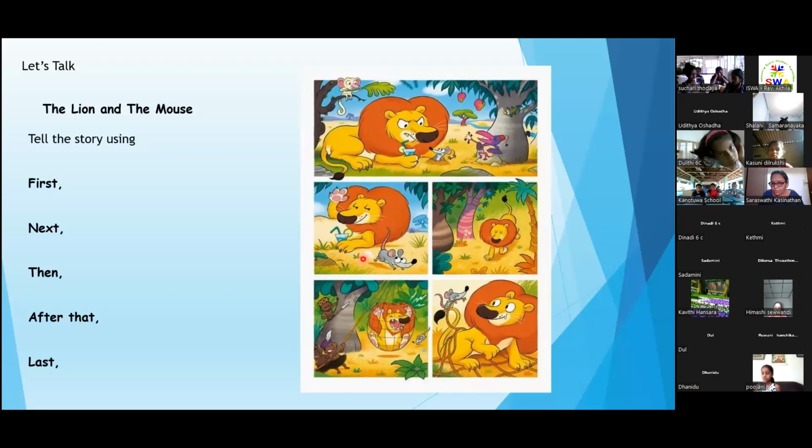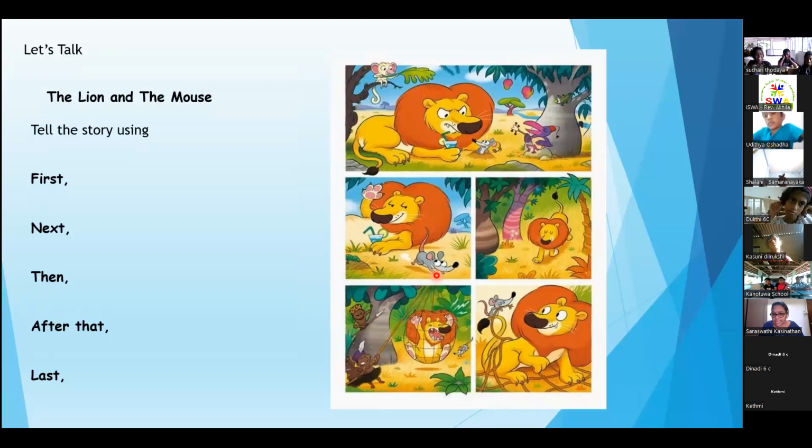What do you think the lion will want to do to the rat? Do you think the lion wants to catch the rat? Look at the picture here. What do you think the lion did to the rat? Did it catch it or did it set it free? Set it free. Yes, he set it free. So first he looked at it fiercely, right? And the rat is very scared. Next he set it free.